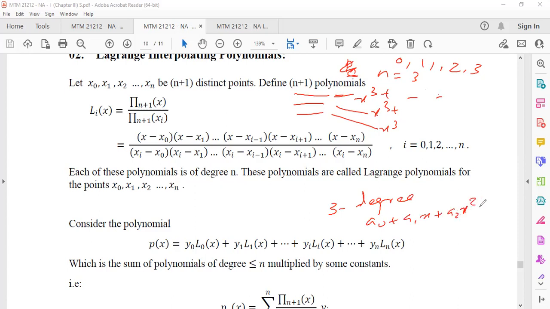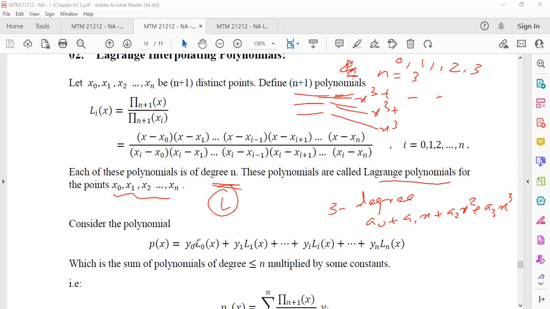You have to go up to here, less than or equal to n. In that way, all these polynomials will be of degree n, and these polynomials are called Lagrange polynomials for these points. This L1, L2, L3 up to Ln, let's say n points, you will have degree n polynomials, n plus 1 polynomials.